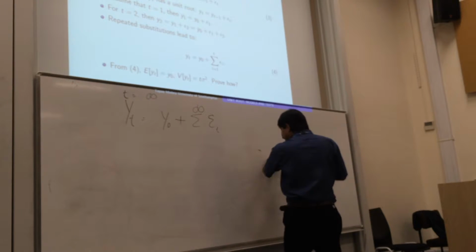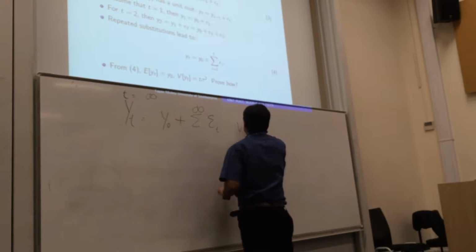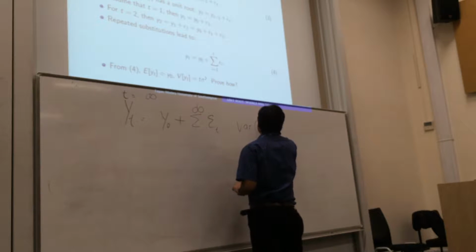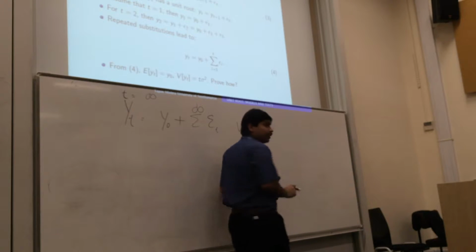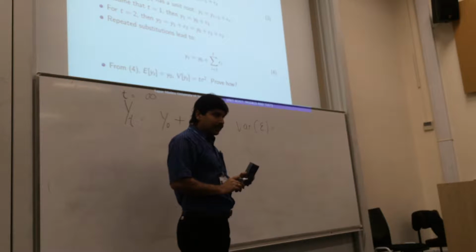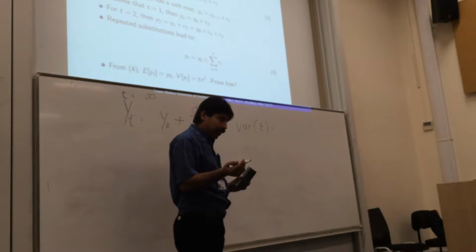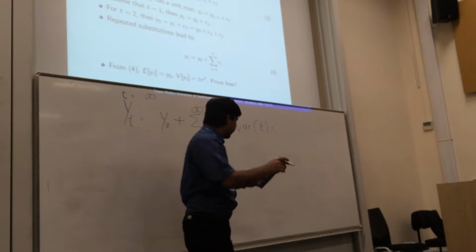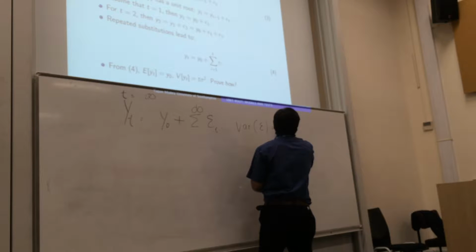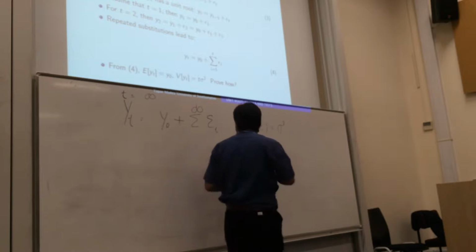Can you tell me what is the variance of epsilon? Epsilon is the error term. So the variance of epsilon is sigma square. You have learned that in your class calculation, right? So the variance is sigma square.